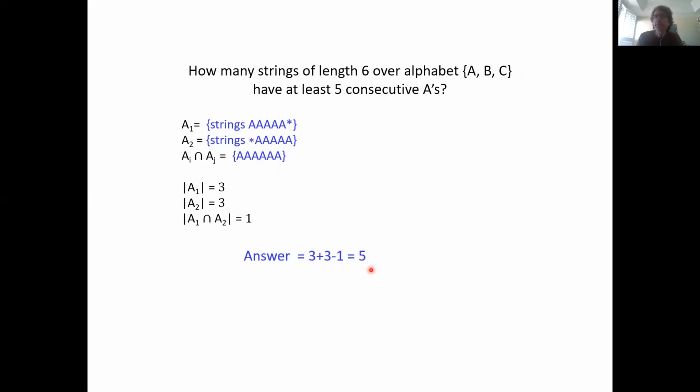So the answer is you have 5 strings like this. I guess you can count this by hand in a sense, but you have to watch for the intersections of these sets not being empty, so as not to double count.